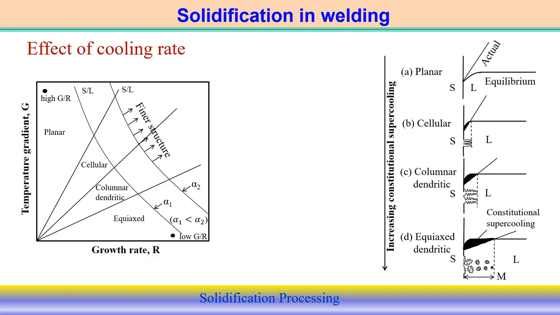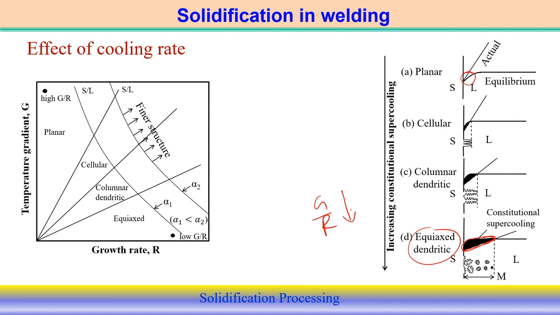Here I am just referencing what we discussed in the last module. We can see that the equiaxed dendritic structure is promoted if the constitutional supercooling zone is very high, and in that case the temperature gradient is also low. When there is no constitutional supercooling zone, that creates a planar structure, which is usually not observed in the welding process. So, one way to promote the equiaxed dendritic structure is to keep constitutional supercooling high and the G by R ratio low.